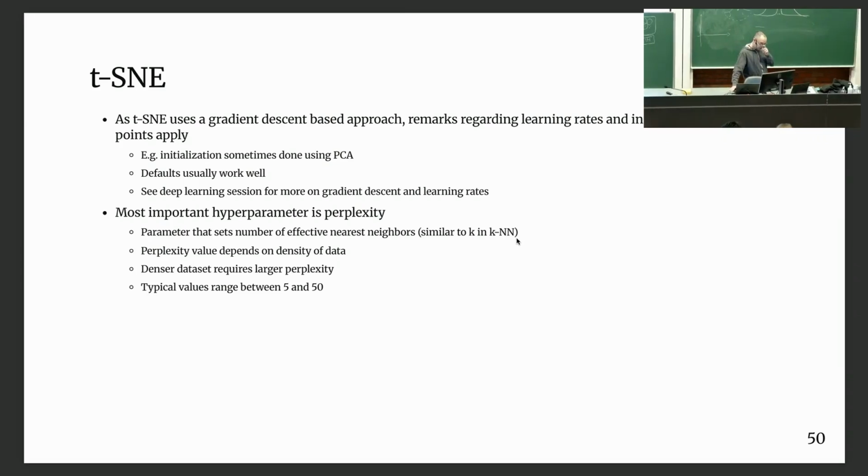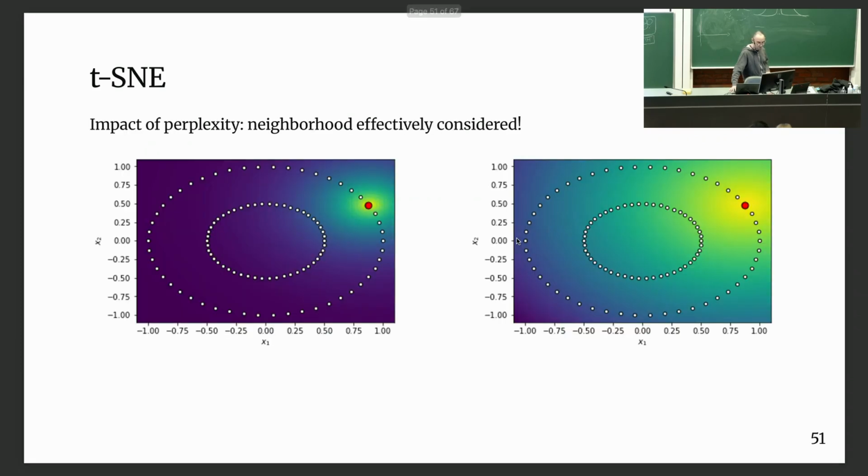What you will have to tune is perplexity, and this is basically the size of your effective neighborhood that you consider. It's a bit similar to what the K in KNN is. It still depends on the density of the data, even although it assigns every data point a separate bandwidth value, it is still a bit sensitive to the overall density of your data. Denser data typically needs a larger perplexity to work well. So the impact of perplexity is the neighborhood that you effectively consider around points of interest.